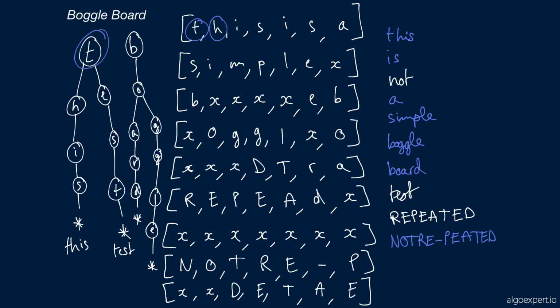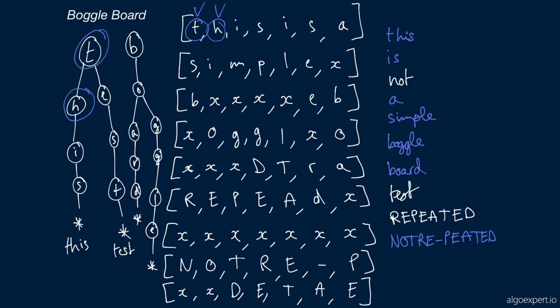Now, before I visit the H, because T was in our tree, I'm going to mark it as visited. So now I'm actually going to mark T as visited. And now I'm going to go to H. And I'm going to say, first of all, is H visited? No, it's not. So we're good. Is H in our current tree level? Yes, it is. It's right here. So let's go deeper in that. Let's mark H as visited now.